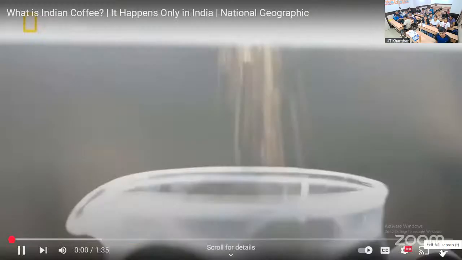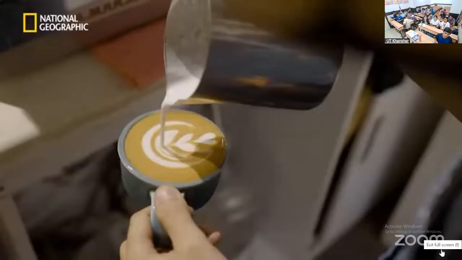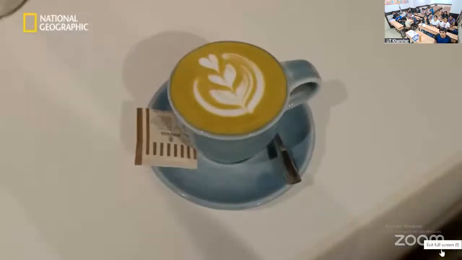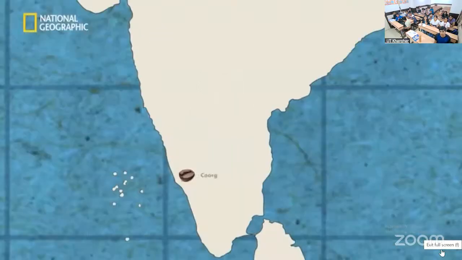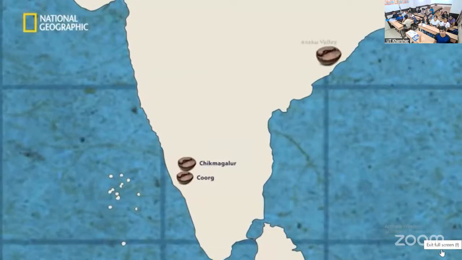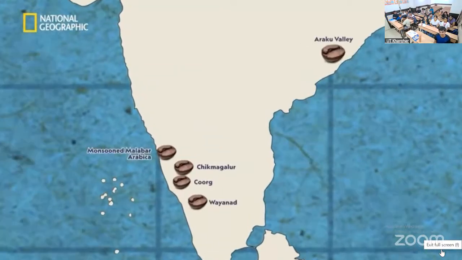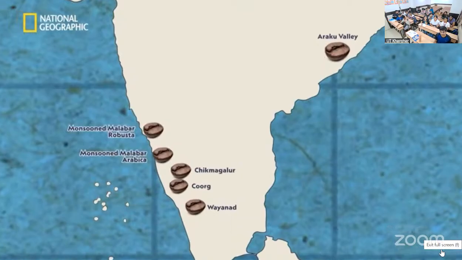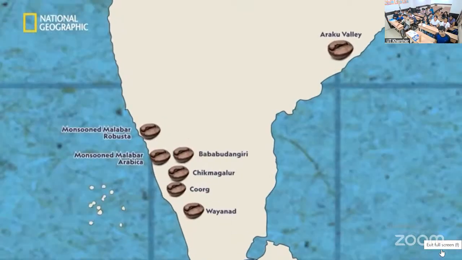There are 7 varieties of coffee in India that have received a geographical indication tag. There's Coorg, Chikmagalur, Araku Valley, Wayanad, Monsoon Malabar Arabica, Monsoon Malabar Robusta, and Baba Budangiri coffee.